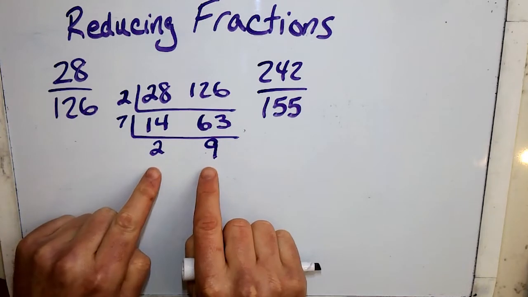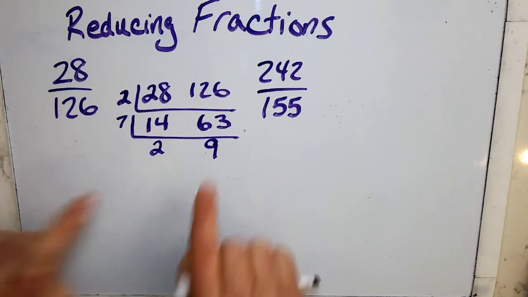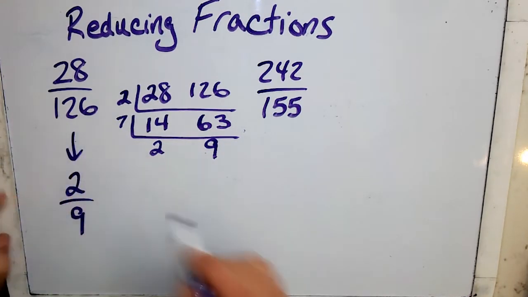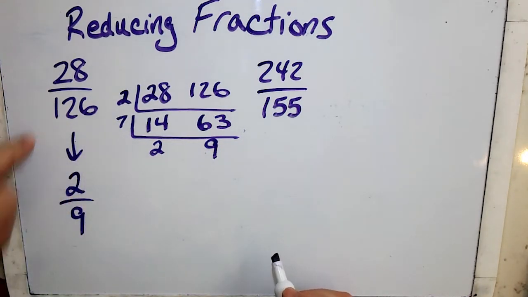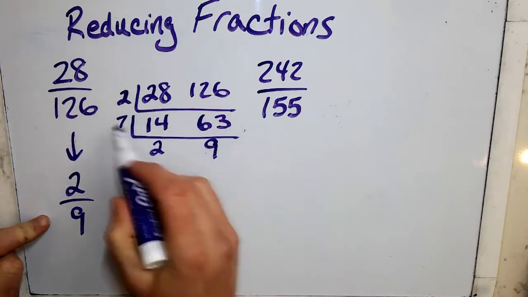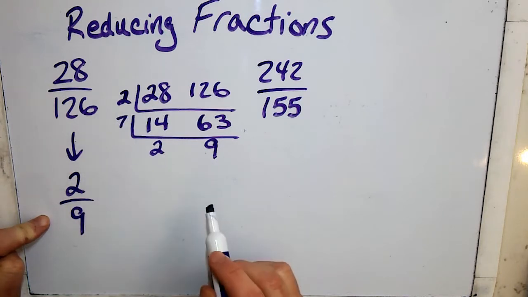And we get to a point where nothing other than 1 goes into 2 and 9. That is my fraction. 28 over 126 reduces to 2 over 9. So the ladder method just takes out any GCF that we can. We keep going until we're left with nothing that can be removed.